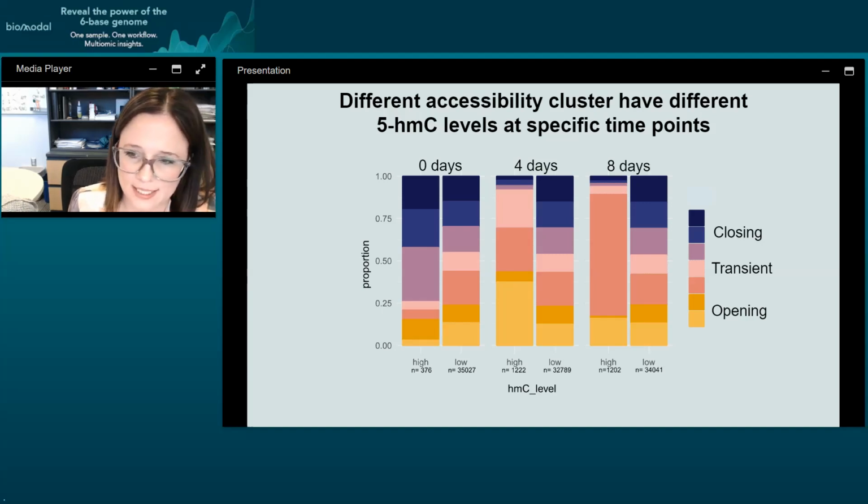So the take-home message here is that now that we're able to really look site-specifically at where hydroxymethylation is happening and which regions are being affected by this demethylation, we believe that we can start to better understand the dynamic coordination between accessibility changes and methylation changes.